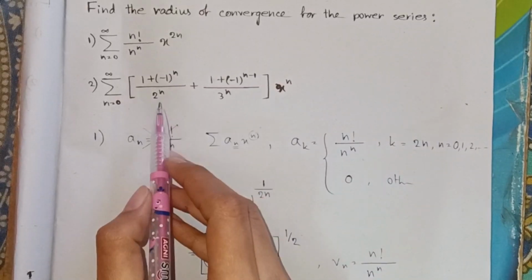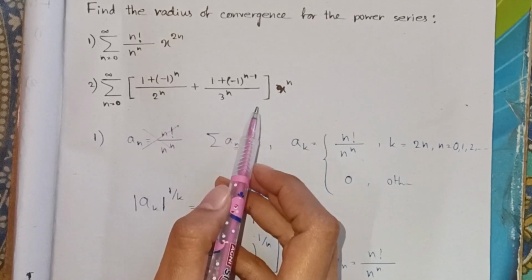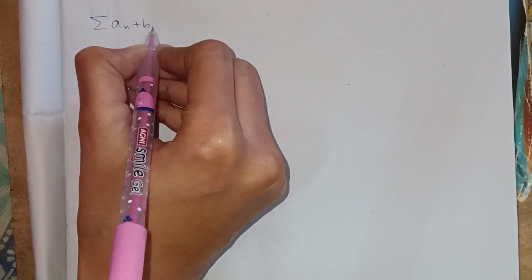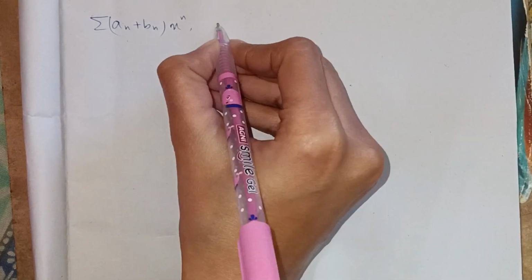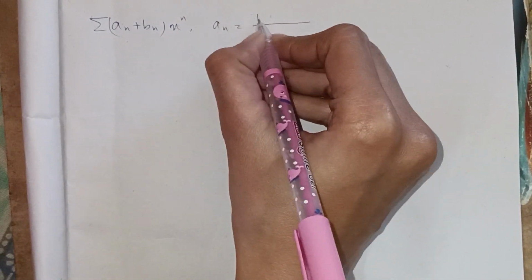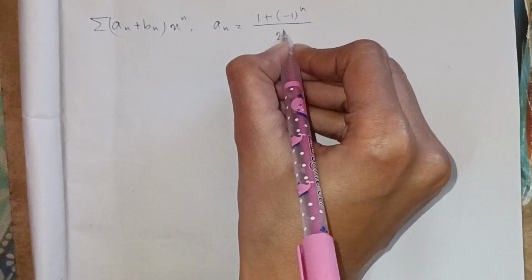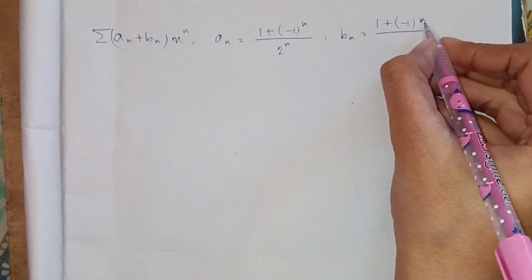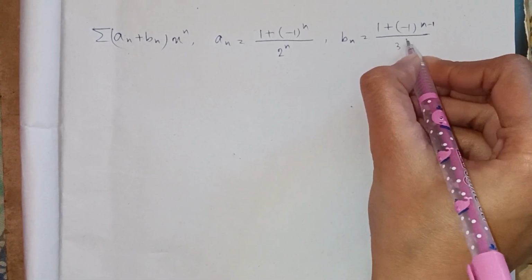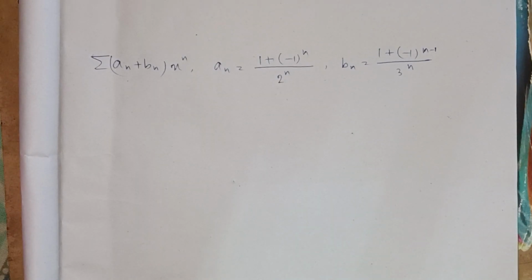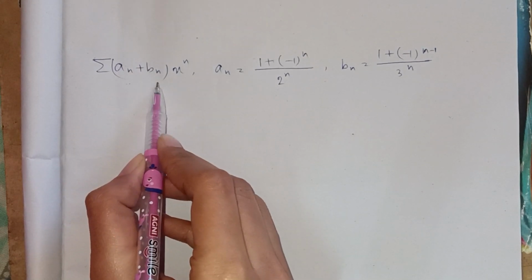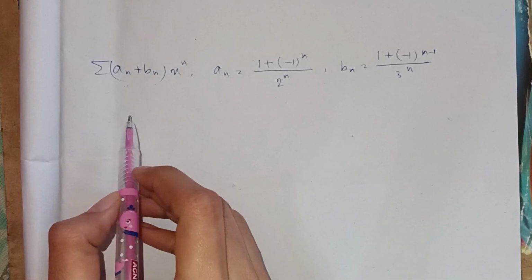Now for the next series, this one, see, this is sum of two different power series, right? Now let us write these two distinct series as an plus bn x to the power n, where an is equal to 1 plus minus 1 whole to the n over 2 to the n, and bn is equal to 1 plus minus 1 whole to the n minus 1 over 3 to the n. Now what we have to do is to find the radii of convergence for these two different power series and then find the minimum of them.